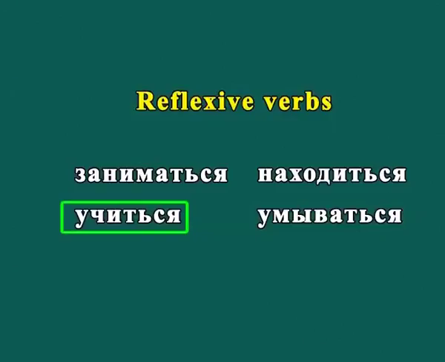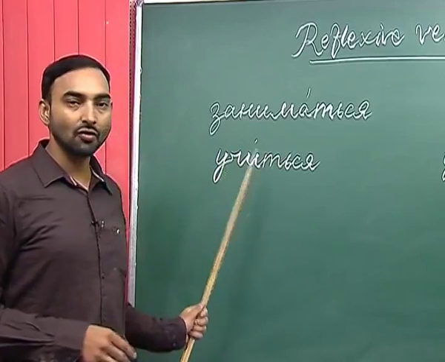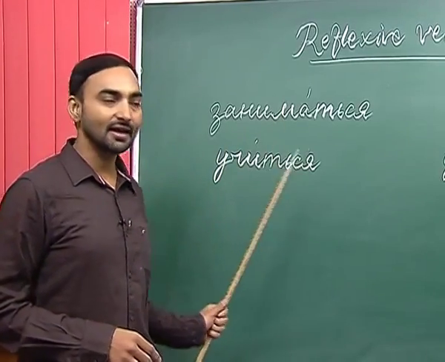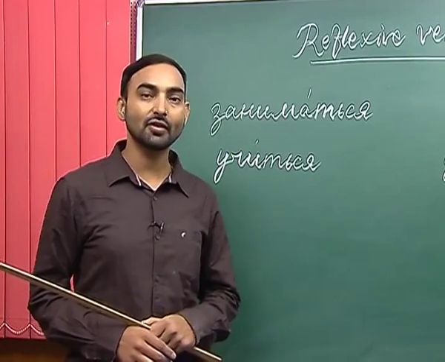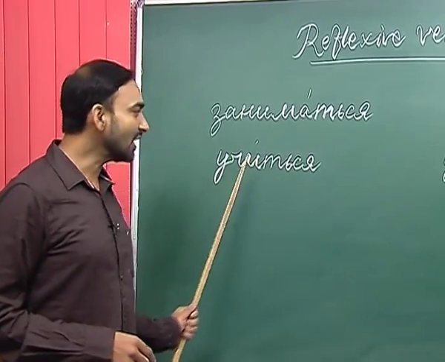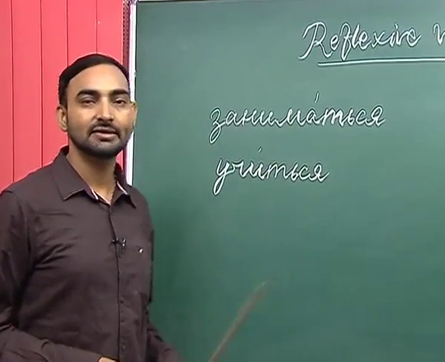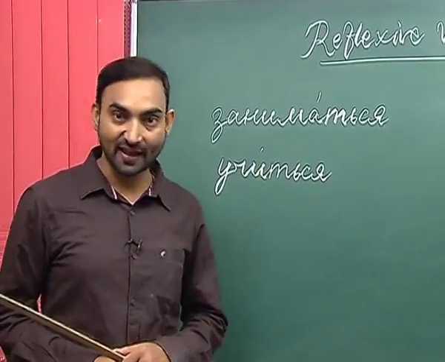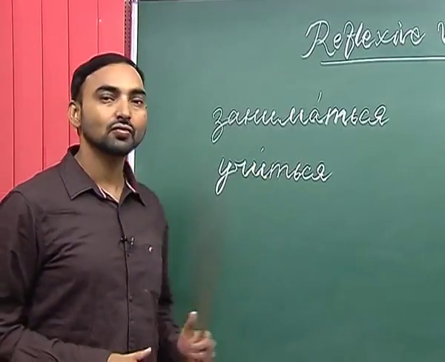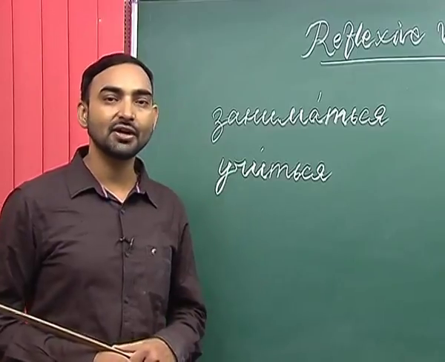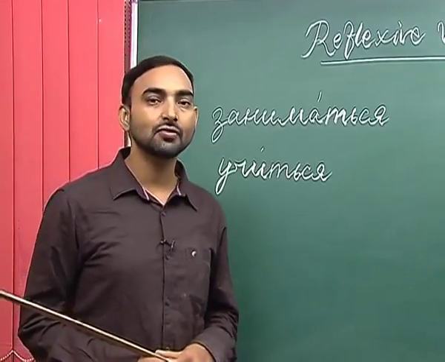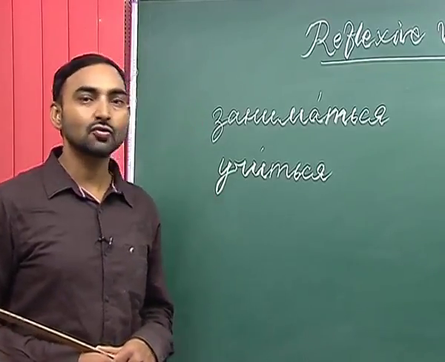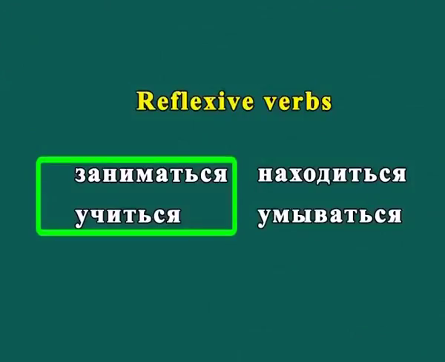Uchitsya. Uchitsya also means to study. And how do you conjugate uchitsya? Uchitsya is the second conjugation or i conjugation. Ya uchus', ty uchishsya, on/ona uchitsya, my uchimsya, vy uchites', oni uchatsya, and it means to study. So, both these verbs mean to study.